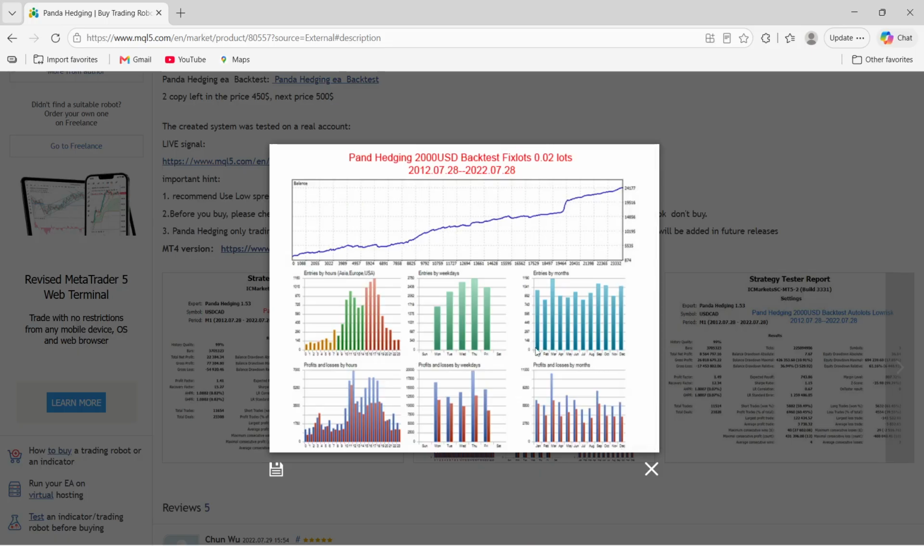and months. Usually, these charts tell you the EA is very active during the main London and New York sessions and is trading pretty consistently across the months. That supports the idea that the EA is always doing something, not just waiting for rare signals.